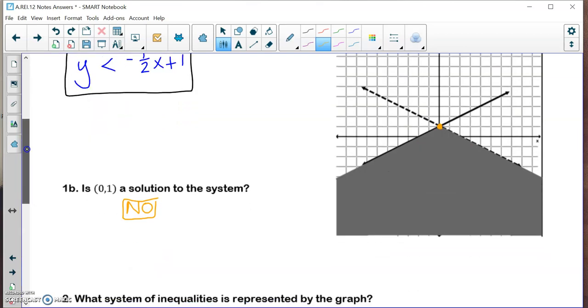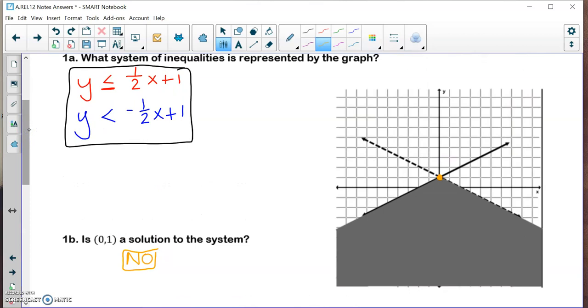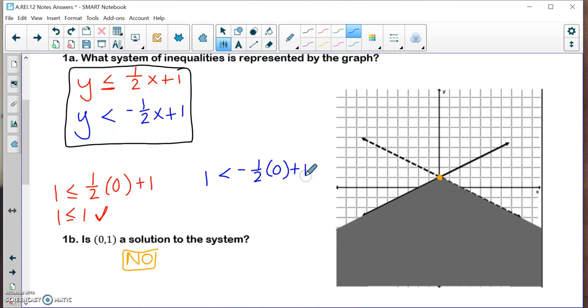And if you wanted to check, you can put 0 in for x and 1 in for y in both inequalities, doing my red inequality right now. I wind up with 1 is less than or equal to 1, which is a true statement. It works in my red inequality. But if I did my blue inequality right now, I put 1 in for y and 0 in for x. I would wind up with 1 is less than 1, which is not a true statement, so it doesn't work in the blue inequality. So no, this isn't a solution to the system.